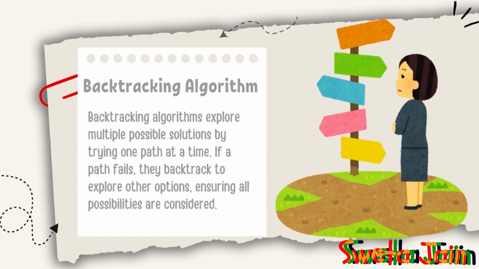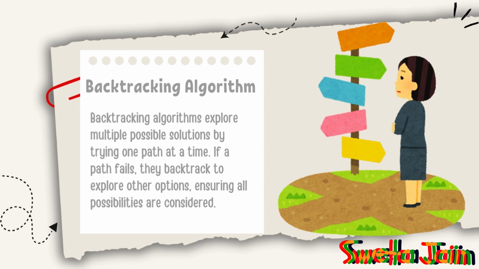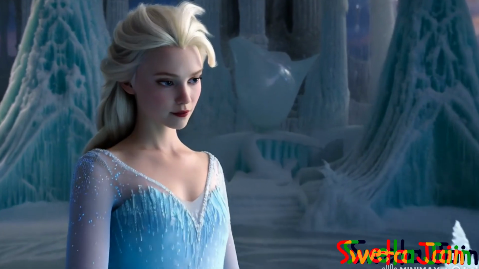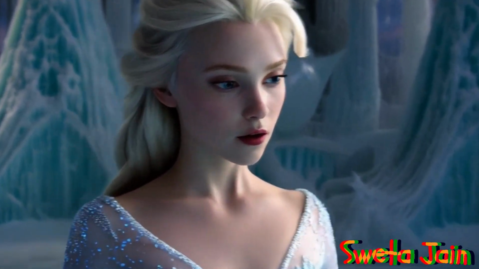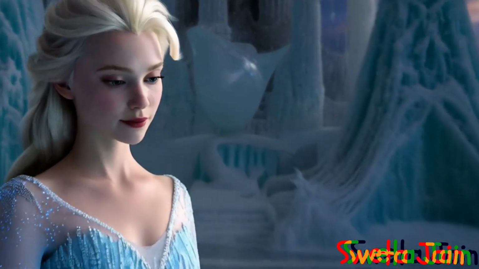Backtracking algorithms. Backtracking algorithms explore multiple possible solutions by trying one path at a time. If a path fails, they backtrack to explore other options, ensuring all possibilities are considered. Example: think of Elsa from Frozen trying to build the perfect ice sculpture. If the sculpture cracks, she starts over, fixing her mistakes until she gets it right.